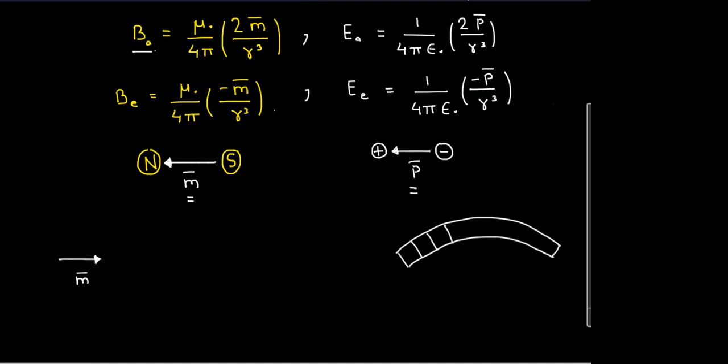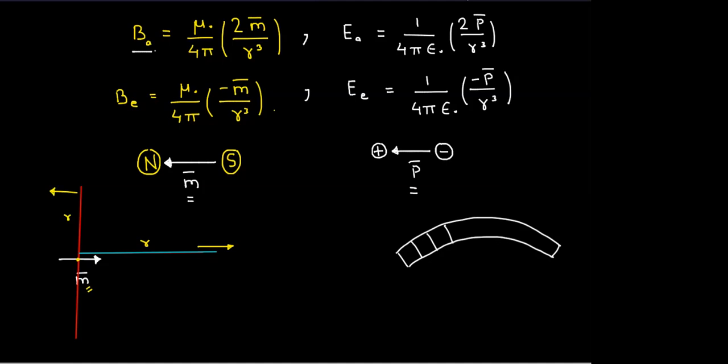Now, the line perpendicular to M is equatorial. This line is axial. I'll put another color: the blue line is the axial. This is distance R. When you talk about the equatorial, you measure the distance perpendicular to the M vector. When you measure the axial one, you measure the distance R along the vector. The magnetic field along the axial direction will be in the direction of M. The magnetic field on the equatorial will be in the opposite direction. Why opposite? There's a minus sign. Minus represents the direction in the case of vectors.